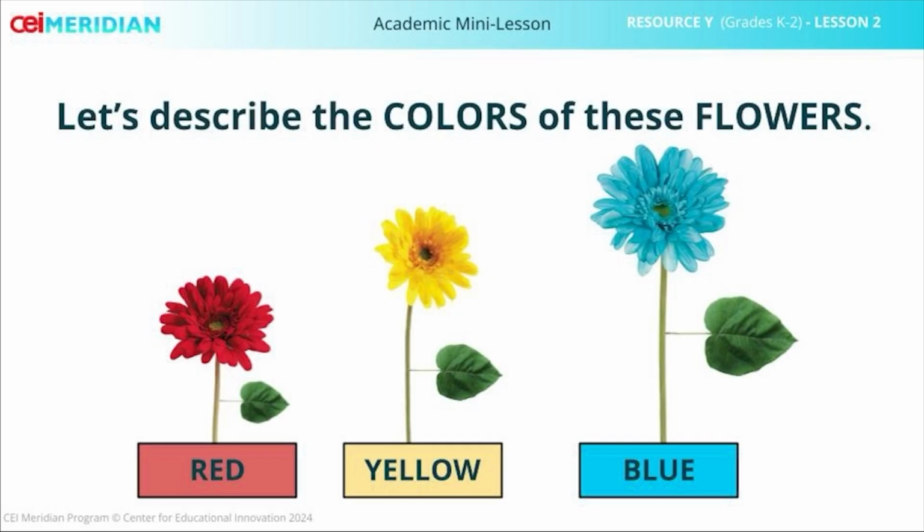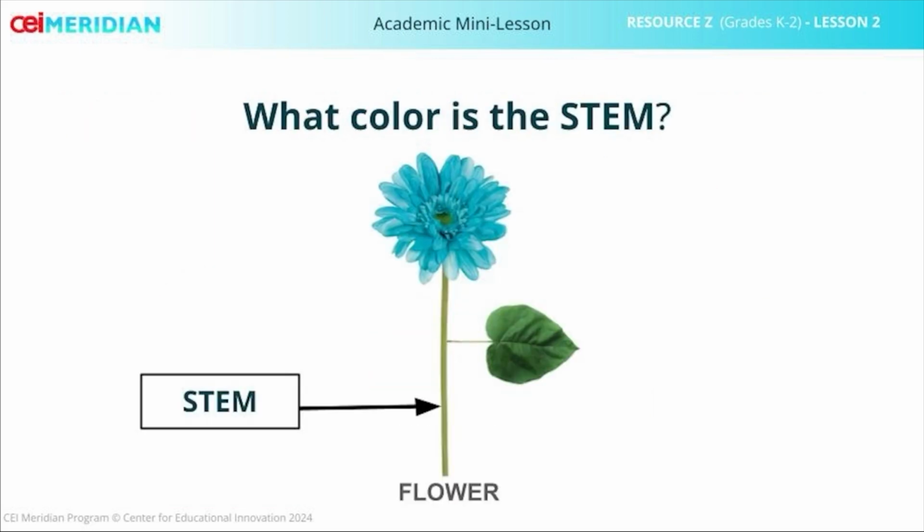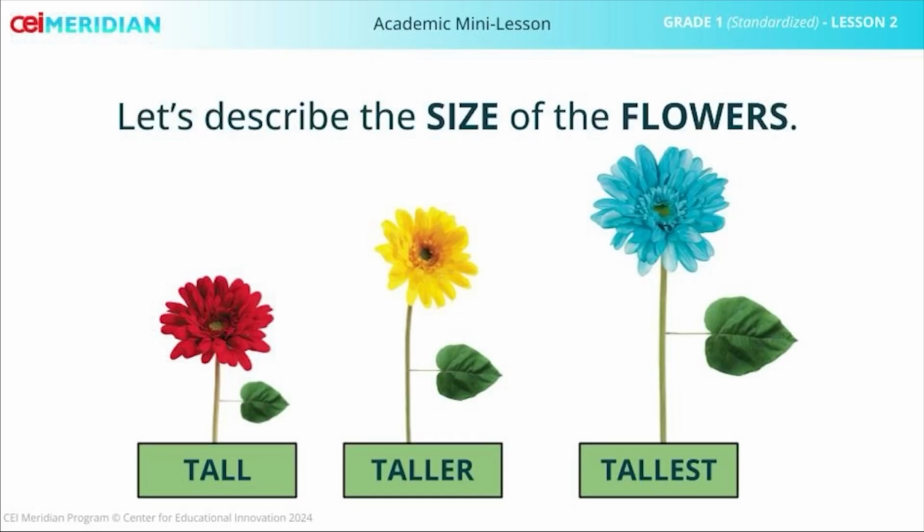Some of you may work on learning about colors. Some of you will work one color at a time. Some of you will work on color identification. And some of you may learn about the 3 primary colors. We'll build our vocabulary by describing the size of flowers, and some of you may recall 1 vocabulary word, 2 vocabulary words, or all 3 vocabulary words.